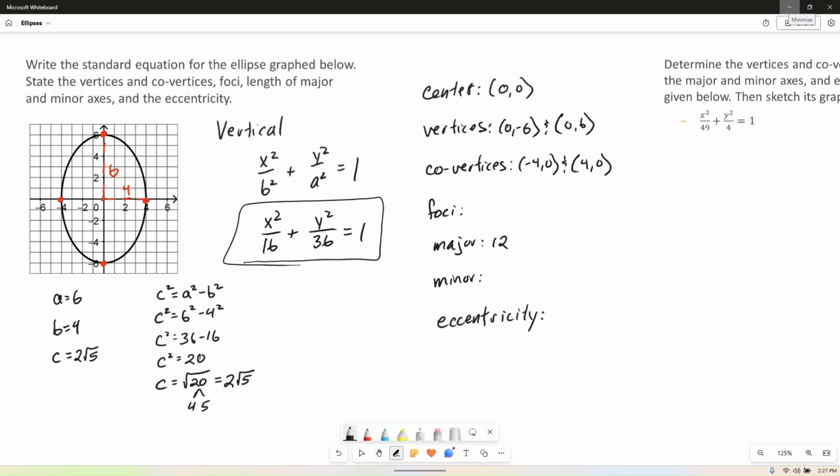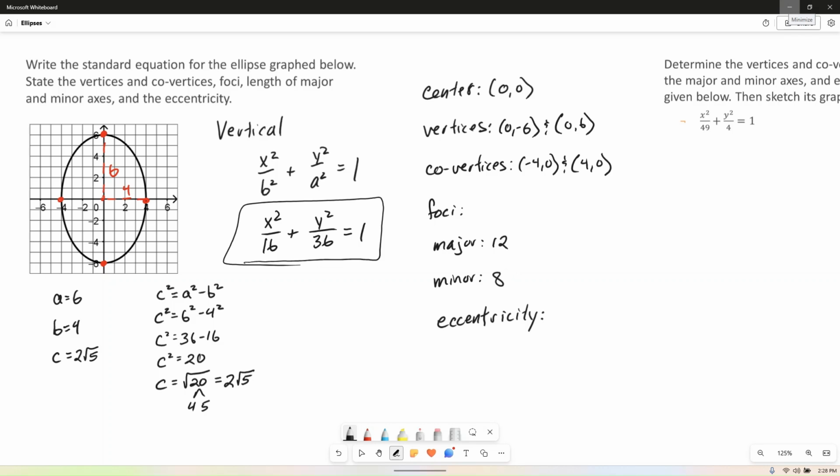Once we know the co-vertices, we can also figure out the length of the minor axis, because the minor axis is the line segment connecting the 2 co-vertices. So how far is it from a -4 to a +4? That's a distance of 8. Okay. All right, next thing we need to figure out is the location of the foci.